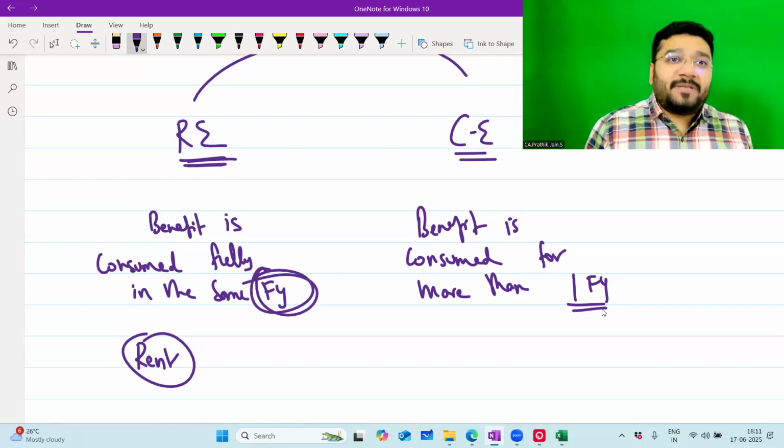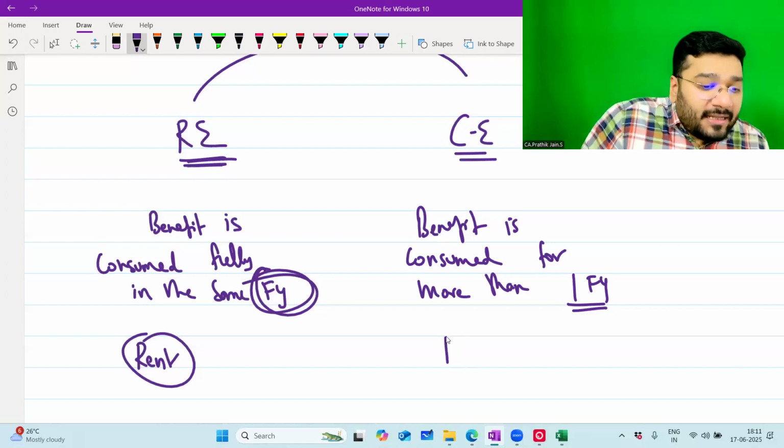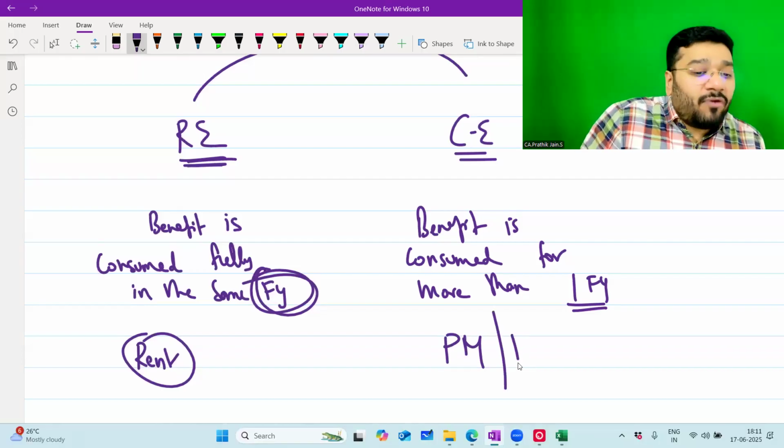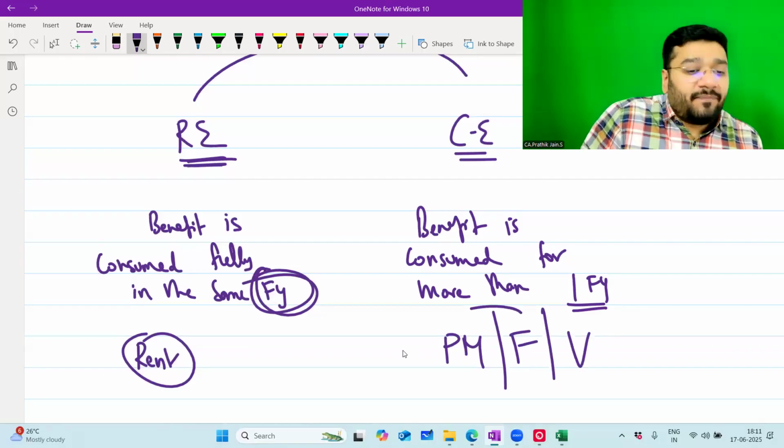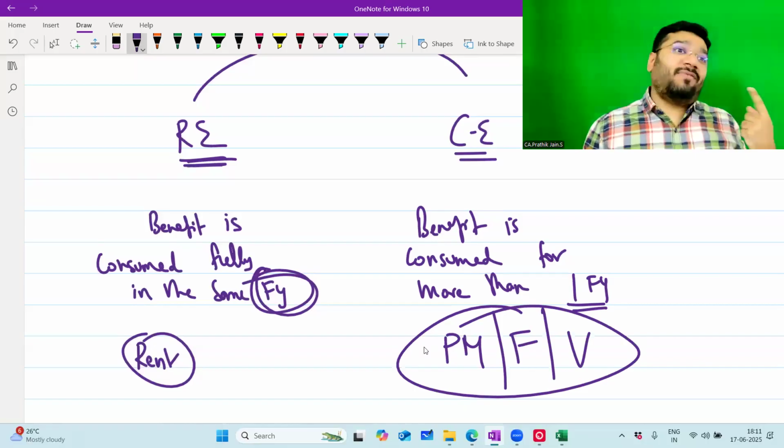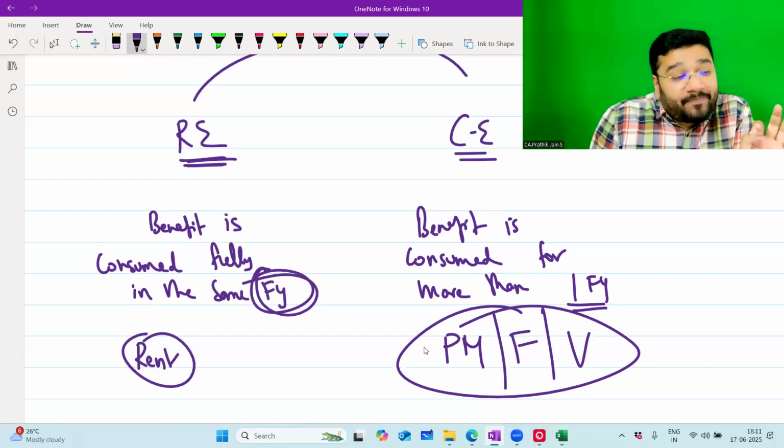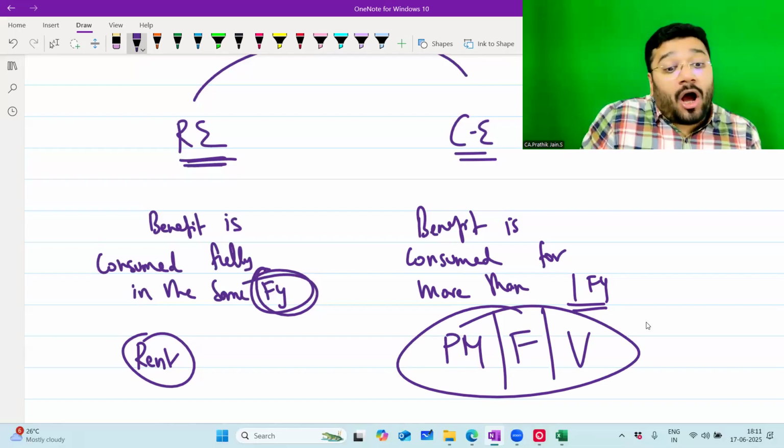So now the matching principle says that for incurring the cost on plant and machinery, for buying the furniture, for buying the vehicles, when you are going to benefit from this for more than 1 year, how is it fair that you record the entire expense in 1 year itself?